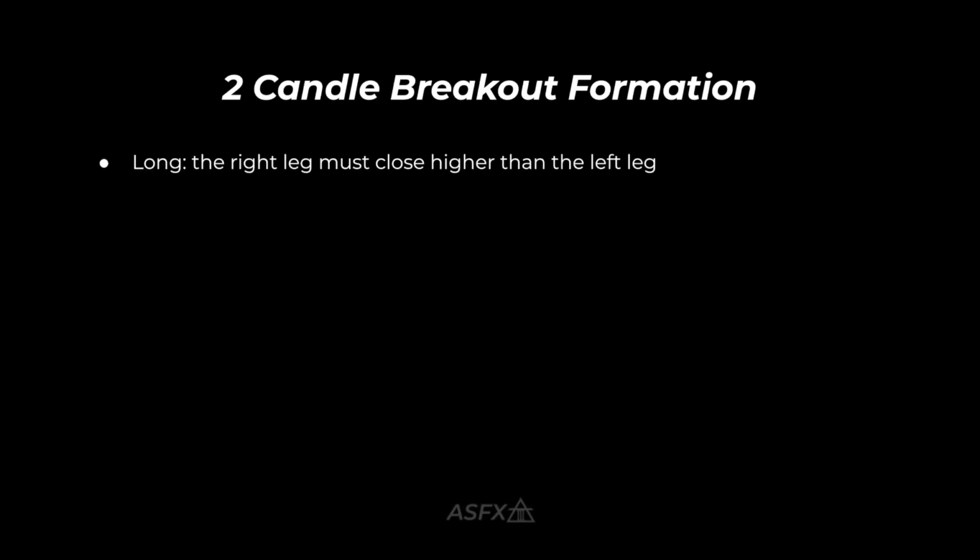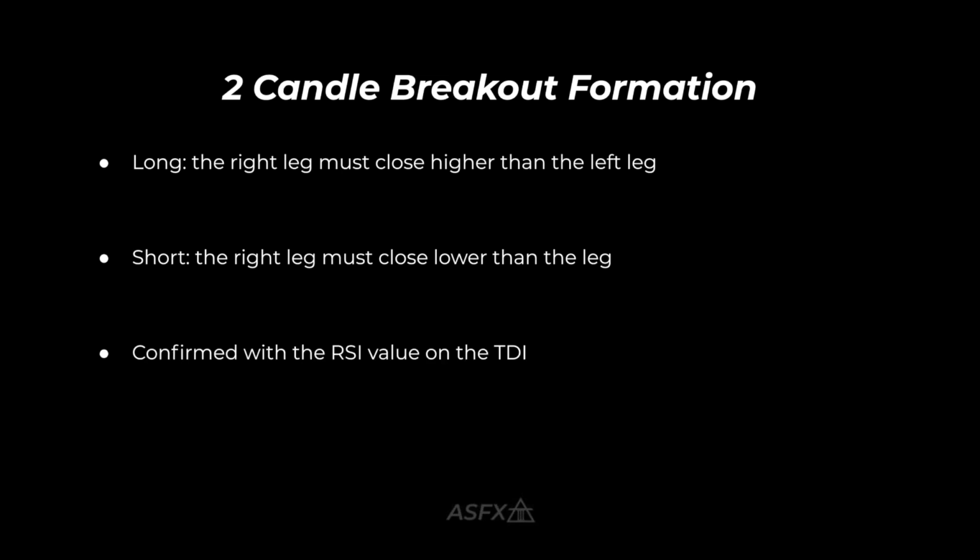Now, to review, when we're talking about a 2-candle breakout formation long, that right leg must close higher than the previous consolidation, than that left leg, for at least those 2 candles next to it. On the inverse of that, when you're going short, the right leg must close lower than the candle next to it, than that consolidation beforehand. You want that push coming off a solid EMA, and now I'm going to show you how to confirm the push on the TDI. So again, right leg must be higher or lower.